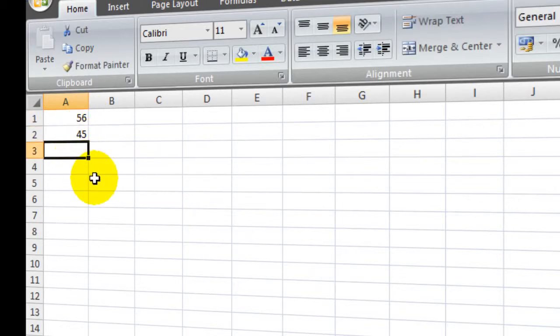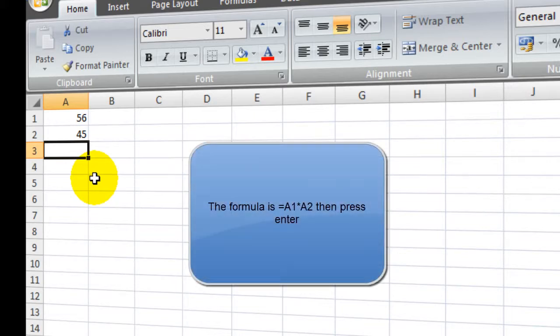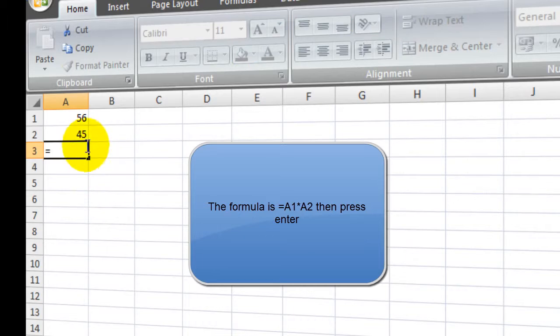After that, you will need a formula to multiply them, so please take a note of this. The formula is equals, then click on one of the cells, and then press the star key, and then click on the other cell, and finally press enter.